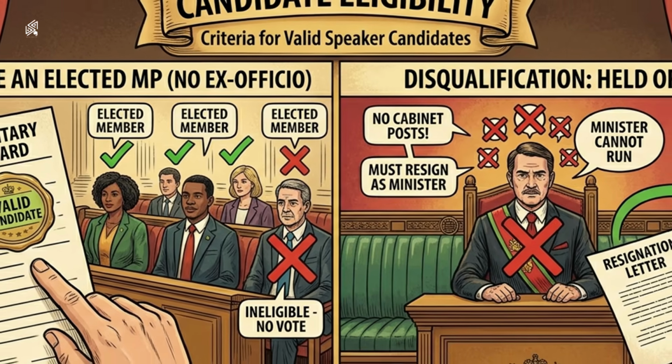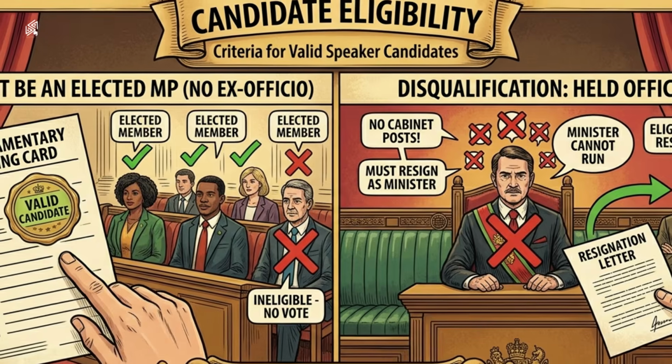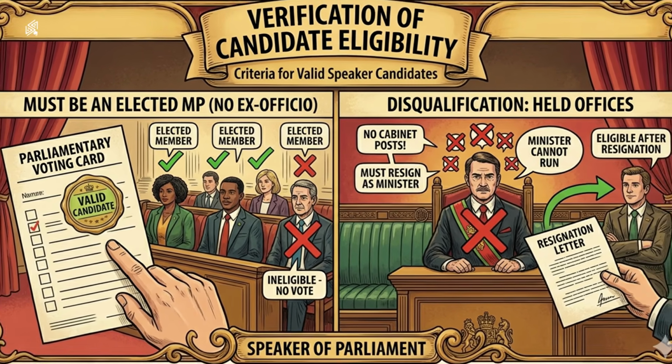Step 2 is all about verification of candidate eligibility. Before any names are thrown into the ring, nominees must meet specific constitutional criteria. They must be an elected member of Parliament. Ex-officio members without voting rights are ineligible. Disqualification: a person cannot be elected Speaker if they hold the office of Vice President, Prime Minister, or any ministerial position. If a minister wants to run, they must first resign from their cabinet post.